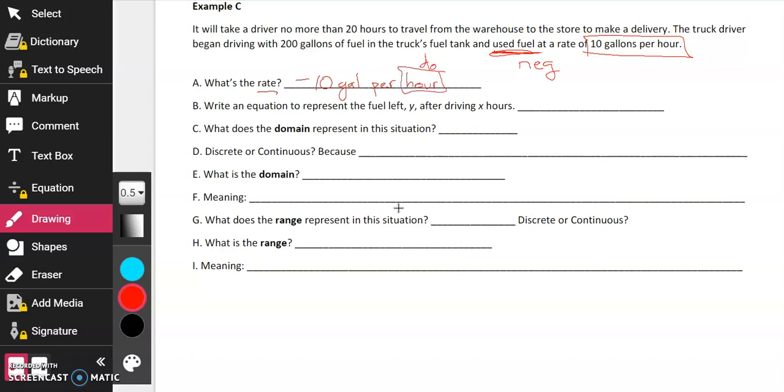So there's my domain is hours. Remember, it's the per whatever it is for every. I look, hey, I already know. Okay, I have an idea of what my domain is going to be. Okay, the equation, fuel left, and then I use my rate. So negative 10 times the number of hours. But I also have this starting amount. He started with 200. So plus 200.